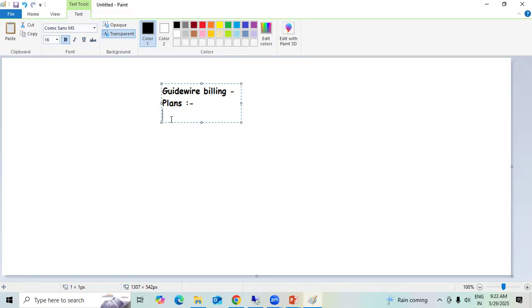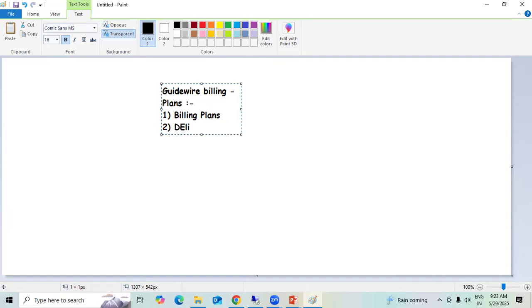So first of all, in understanding Guidewire billing, it's always important for us to understand what the different plans are that we have. So there are different plans. The first one is called billing plans. This is the first one.